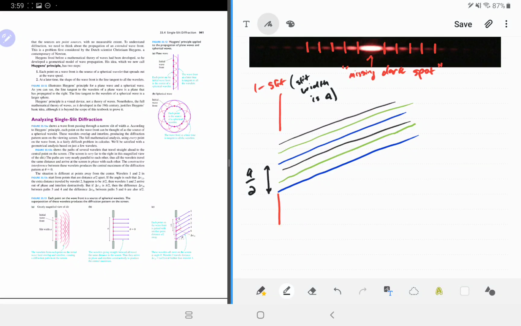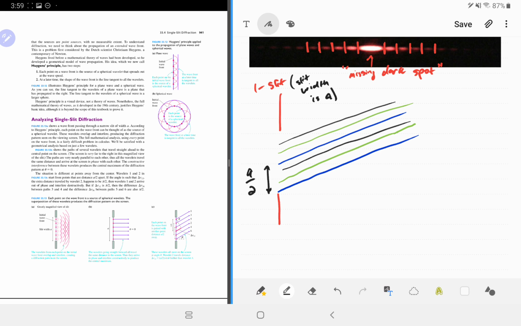So remember, d we used for the distance from the center of one slit to the center of the next slit for 2 slits and n slits. Here we're going to use the letter a for the width of just one slit. We're just passing light through one slit in this video.